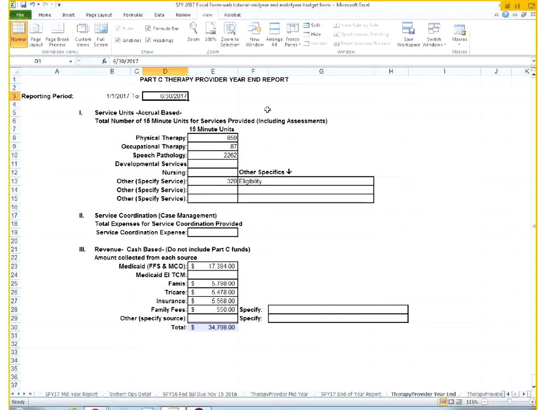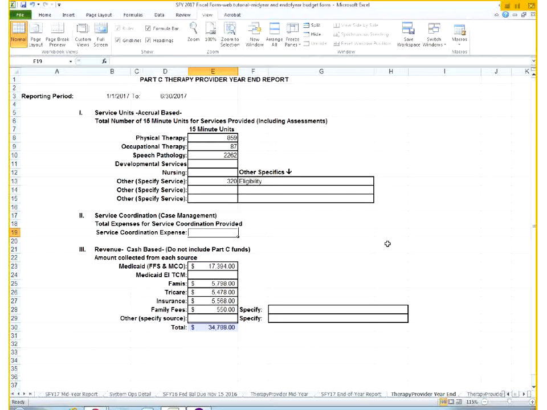And once again, you complete this exactly as you did the mid-year. You total the number of 15-minute units provided, you fill in information under Other, and you put the totals for all of your contract providers. You total all of the service coordination expenses for all of your contract providers providing service coordination and enter that in Section 2. And once again with Section 3, what you put here depends on who collects the revenue.